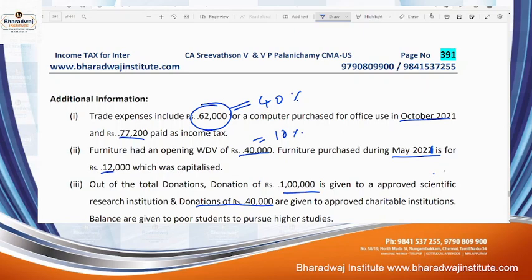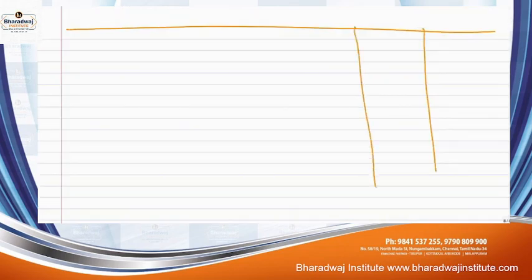Computation of allowable depreciation. Maintain particulars and 2 columns. Computation of which one? Allowable depreciation. What are the assets? Furniture and which one? Computer. Start. Particulars, furniture, computer. Do it along with me.